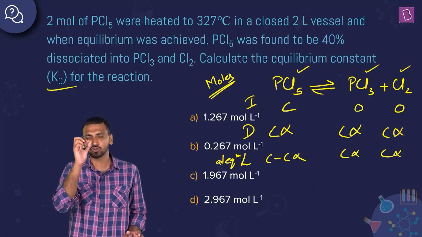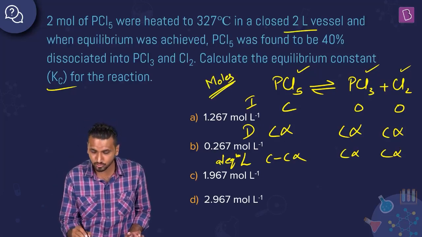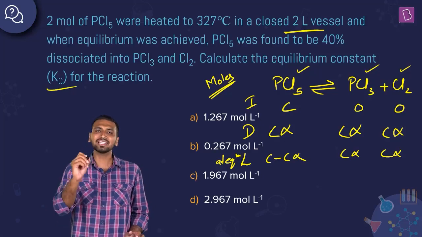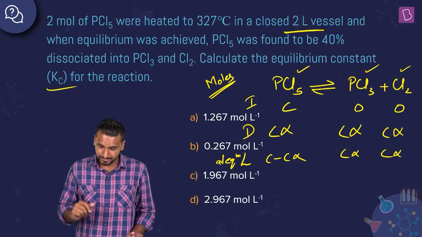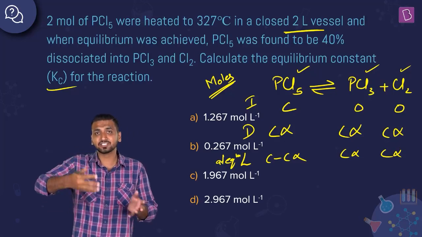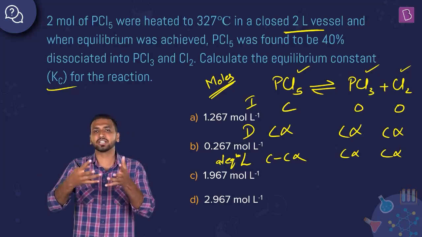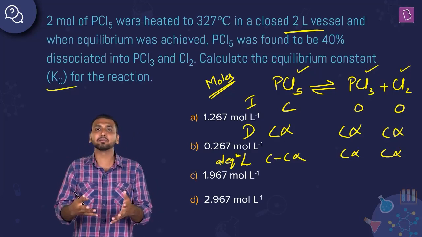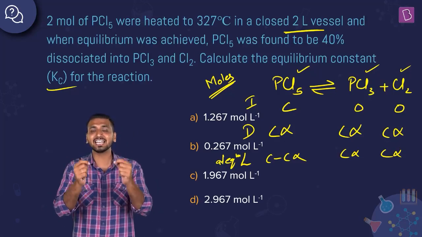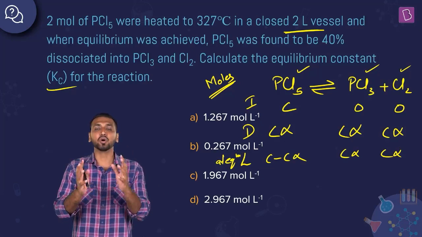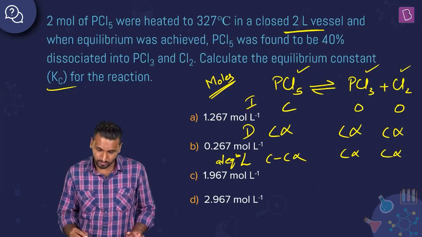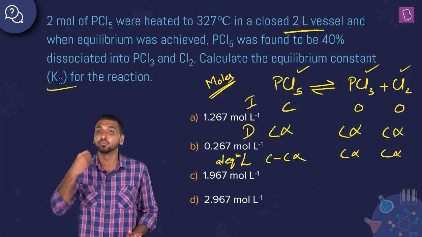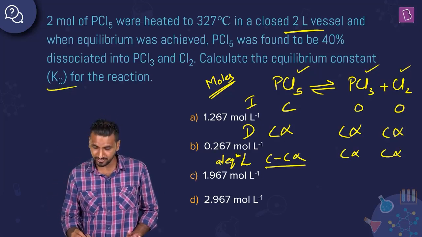That was the point I was talking about. You miss this 2-liter vessel, you might end up getting the wrong answer. So what you need to do is that this mole term has to be converted into concentration. You'll ask me why? Because in equilibrium constant, what you write is concentration, not moles. So if you need to convert these moles into concentration, you have to divide by volume.